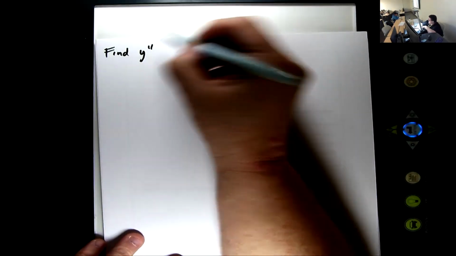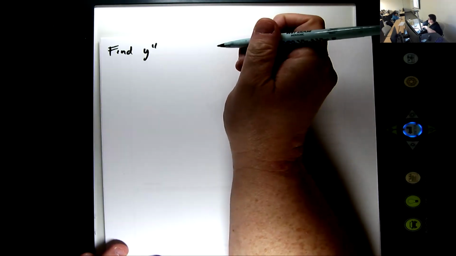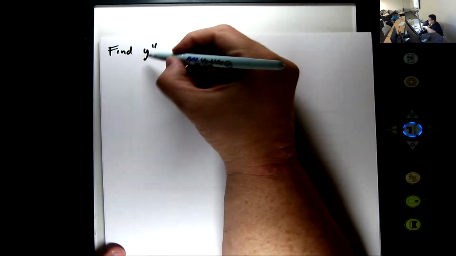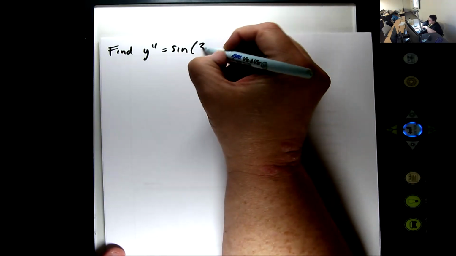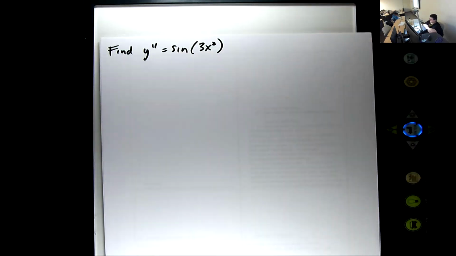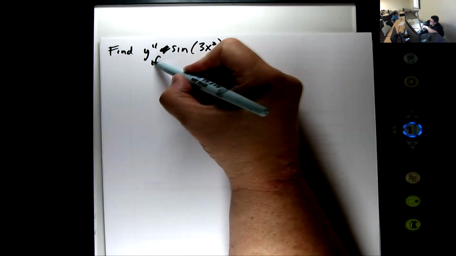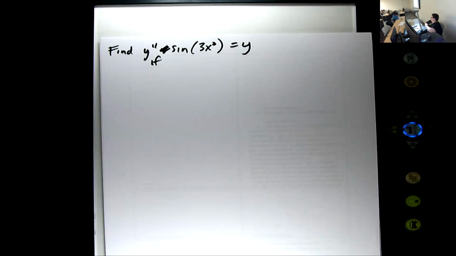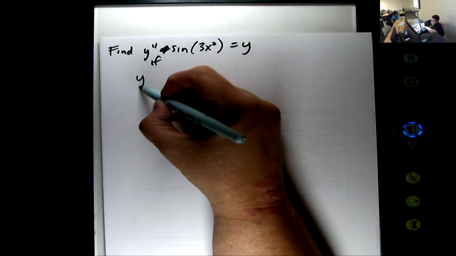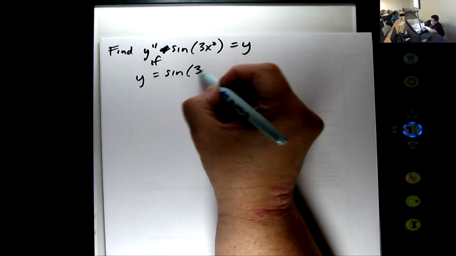All right. Next problem. Find y double prime. If you see that, just assume it's in terms of the letter that's present. Find y double prime if sine of 3x squared equals y. There we go. So y equals sine of 3x squared.